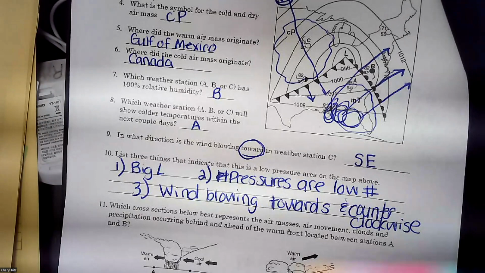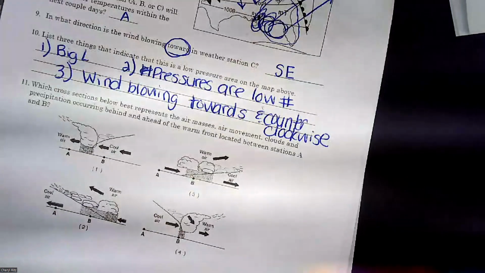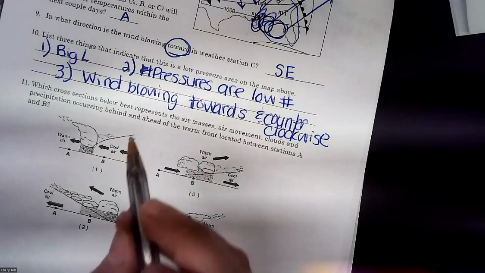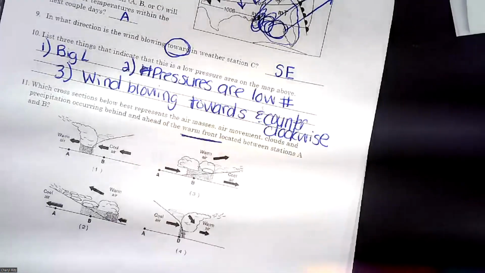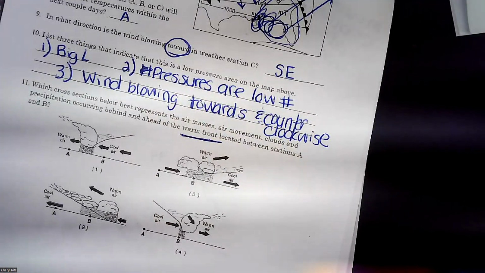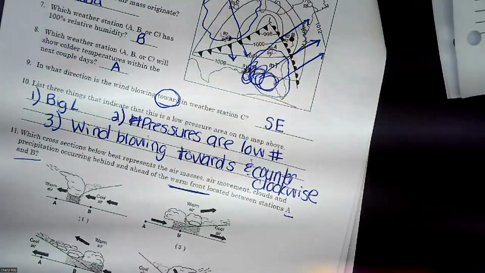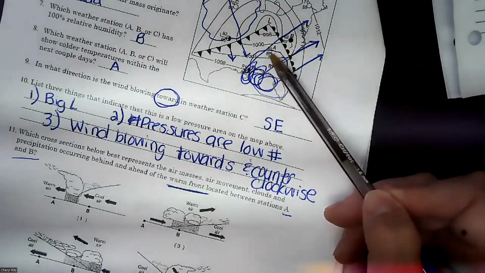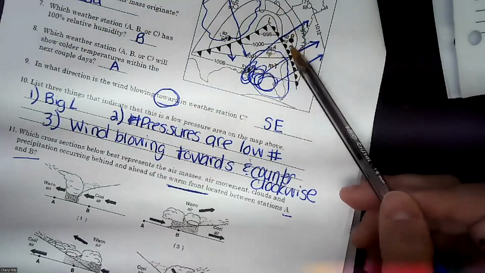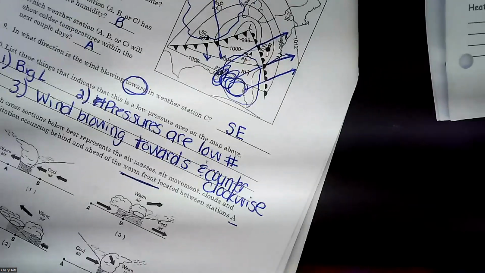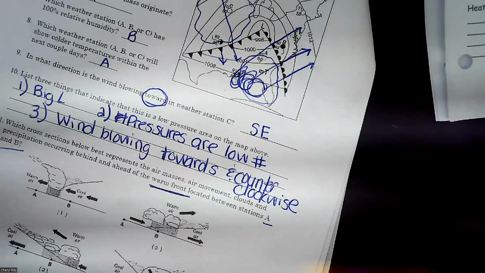I might as well do the last question on this page, and just have you do 47 for homework. Which cross-section below represents air masses, air movement, clouds, and precipitation occurring behind and ahead of a warm front that is seen between stations A and B? So we're still talking about this warm front, A and B. First thing I want you to notice is that A is here behind the warm front and B is ahead of the warm front. So is A warm or cold? A is warm. How do we know A is warm?